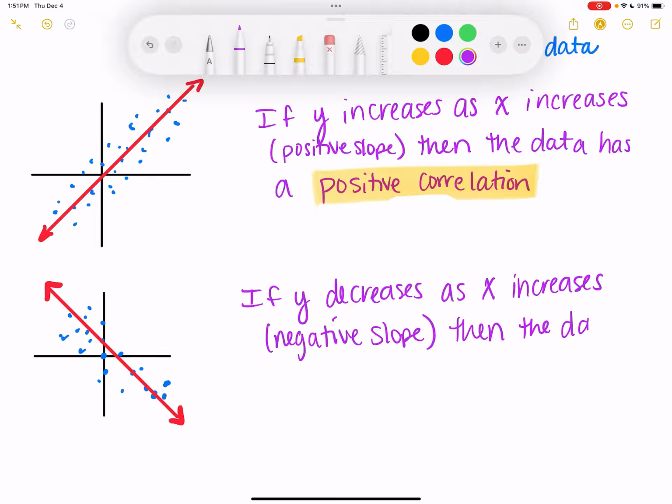Then the data has a negative correlation.